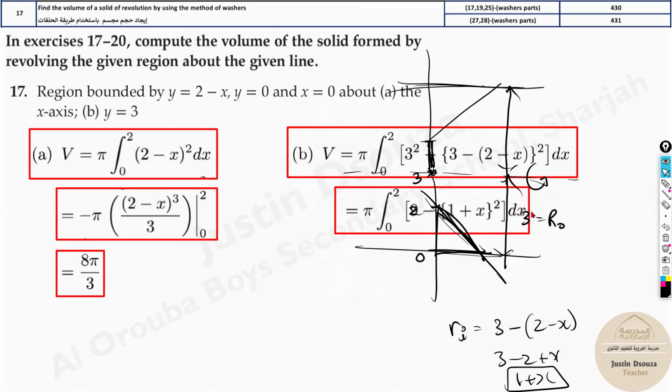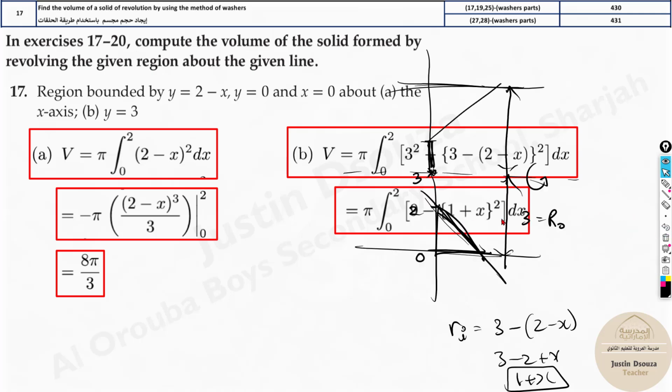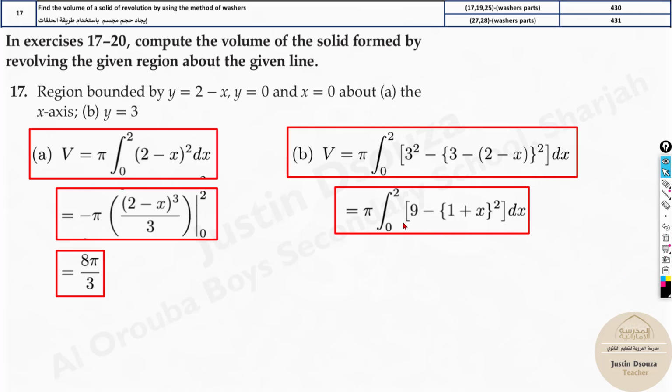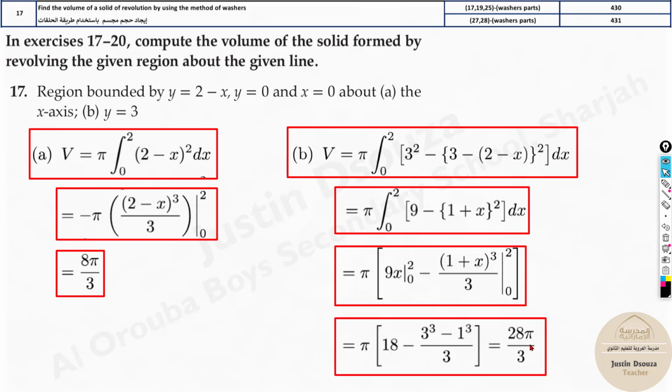You can see the outer radius, what we found. Outer radius RO is 3, minus the inner radius is 1 plus x, isn't it? 3 square is 9 minus 1 plus x, the whole square. This entire thing will be squared. So this is it, and that's how you can easily get the answer. Now you put this in the calculator, you directly get this answer.